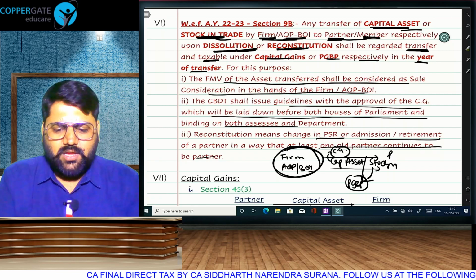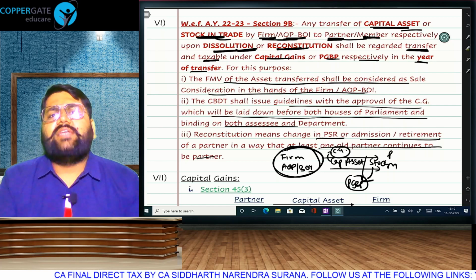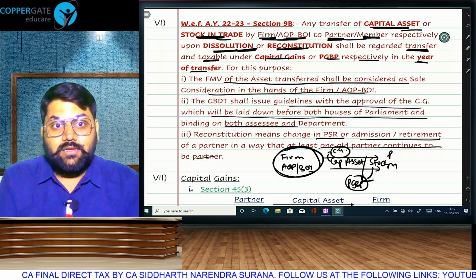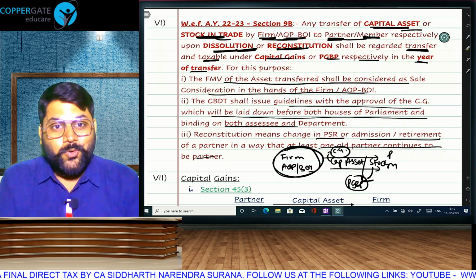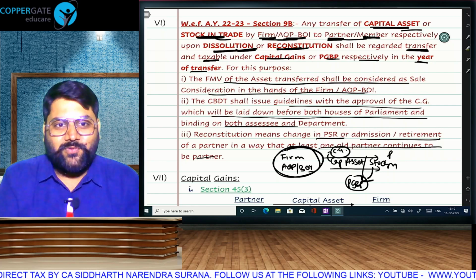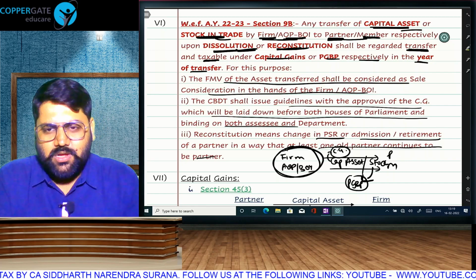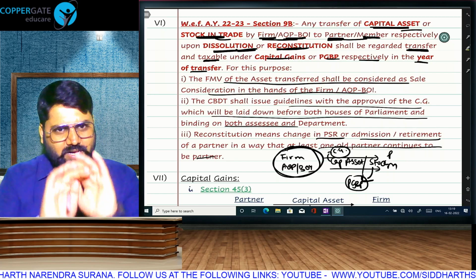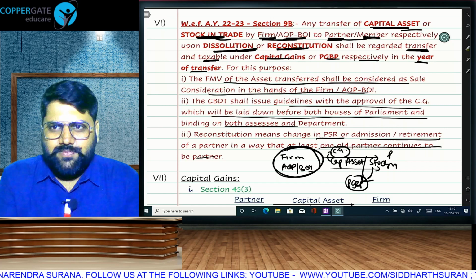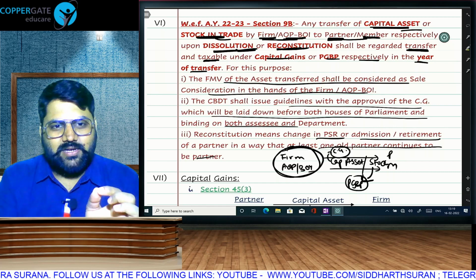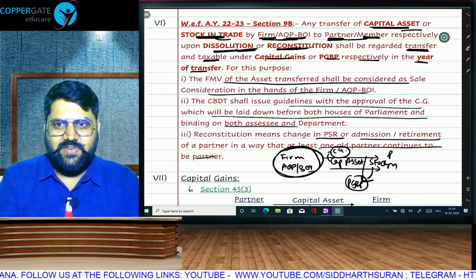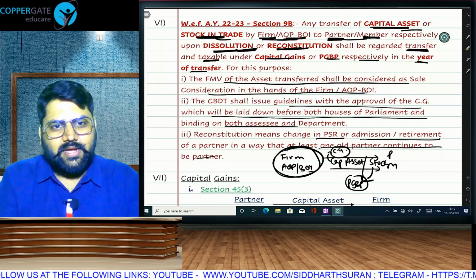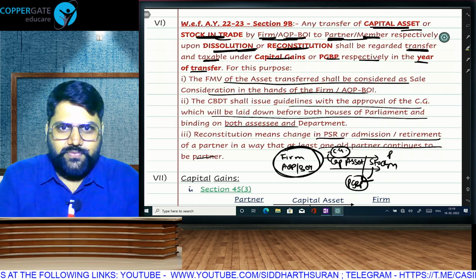Okay. So this is the newly introduced section, in which if you think, only the stock in trade part is new, because capital gain part was already there in 45.4, but that section has also completely changed, and because of that we will need to do a detailed learning. But I hope we are clear about 9B. In short, capital asset or stock in trade transferred, then capital gain or PGBP will arise, and FMV of the asset will be taken as selling price in the respective head of income.